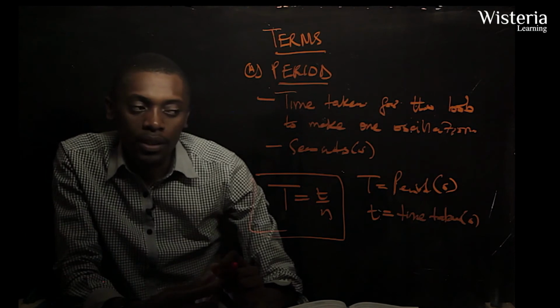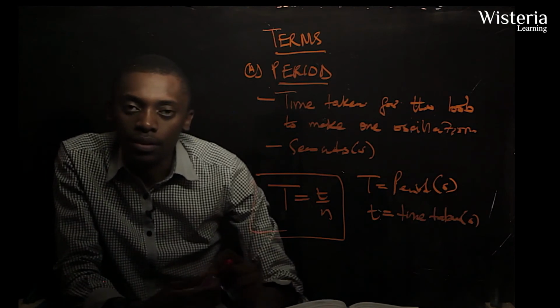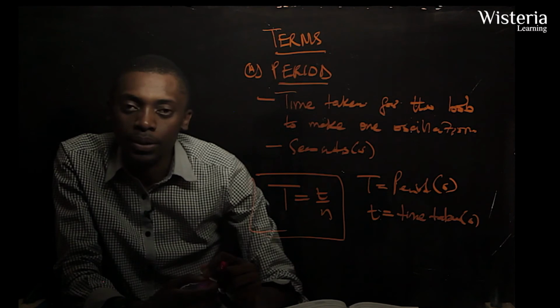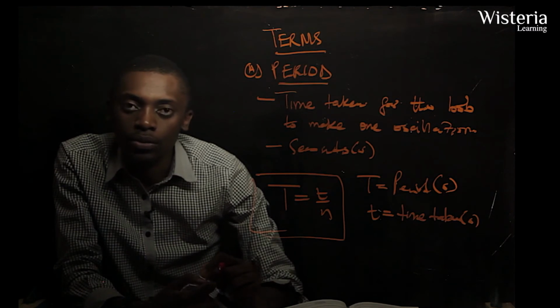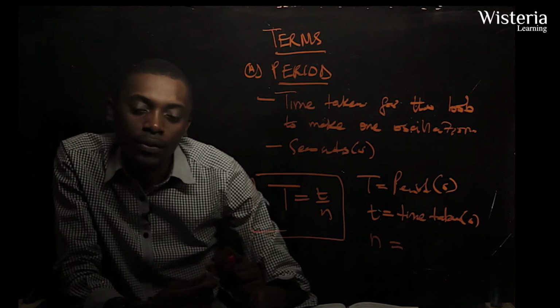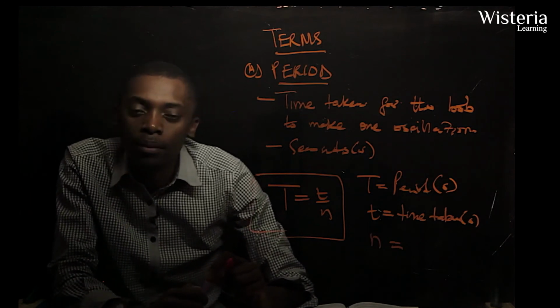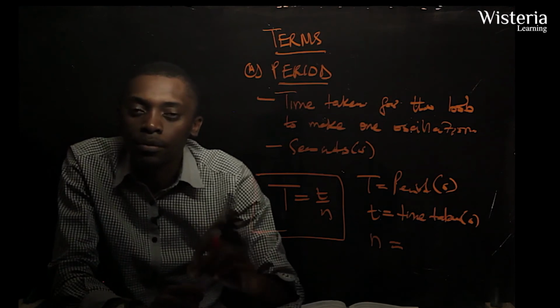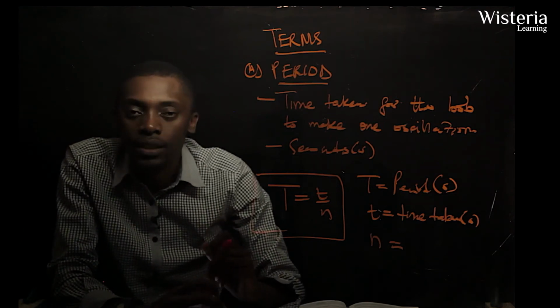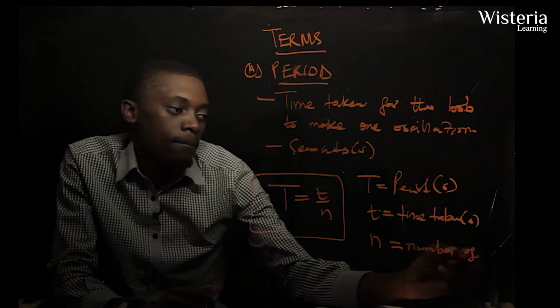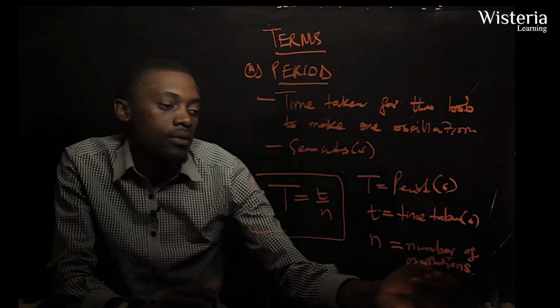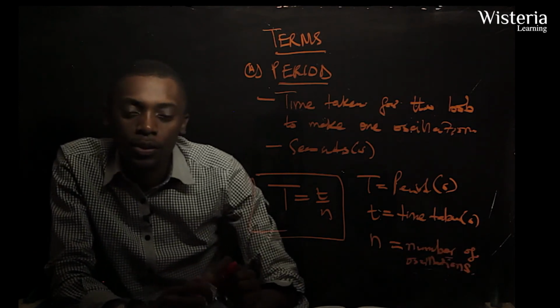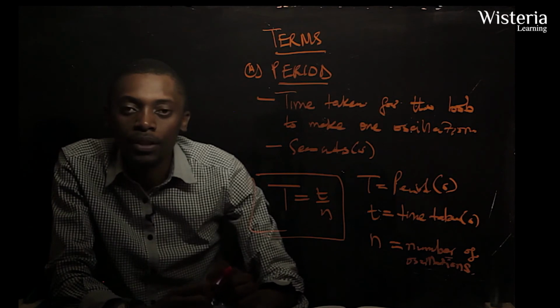The time taken can be in minutes, can be in hours, and so on, but it's important to convert that to seconds before you make calculations. And the n in the formula stands for the number of complete oscillations, or rather the number of oscillations the bulb makes. So that's about the period of a pendulum.